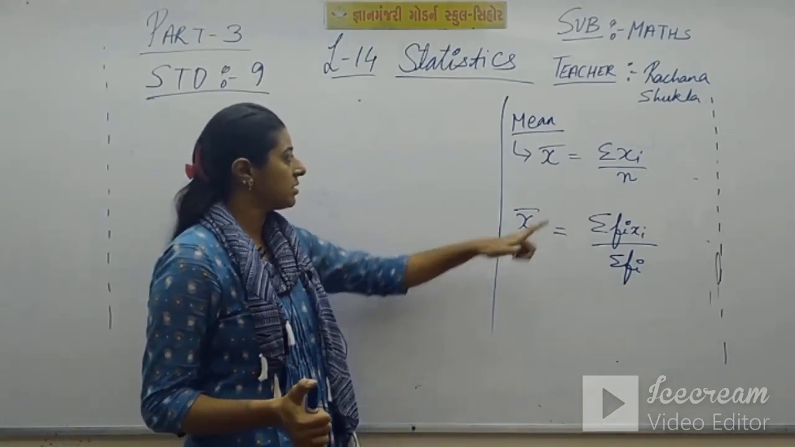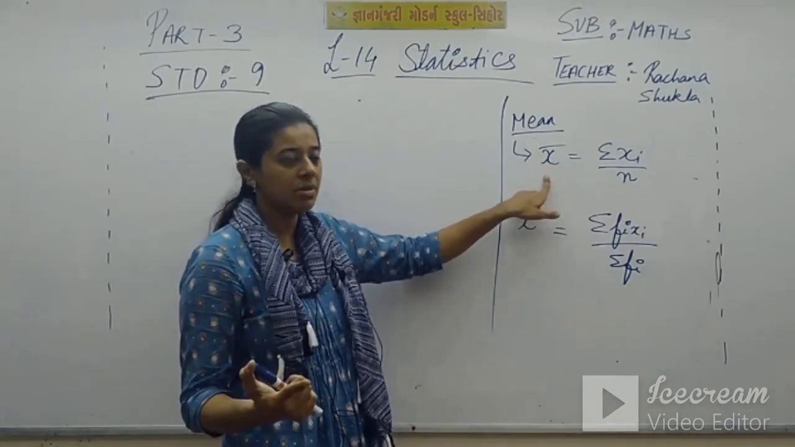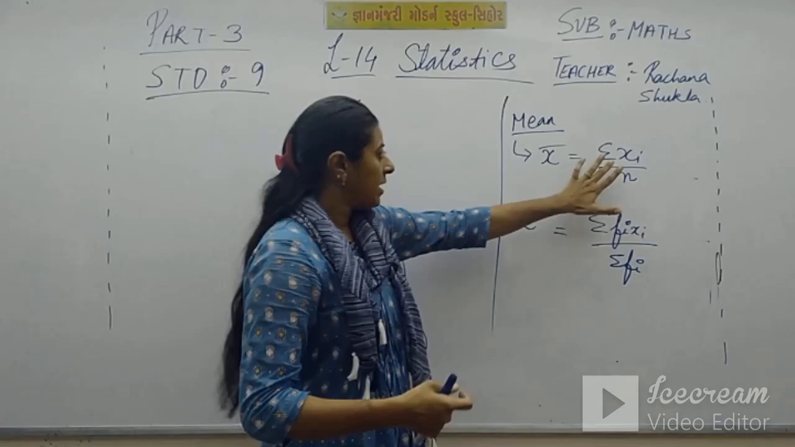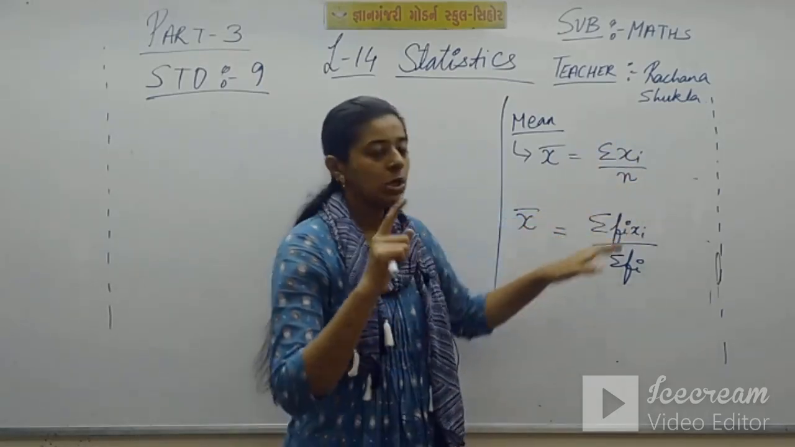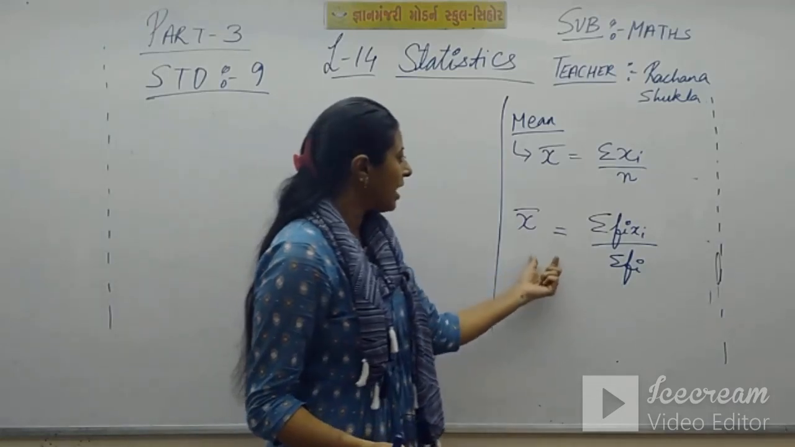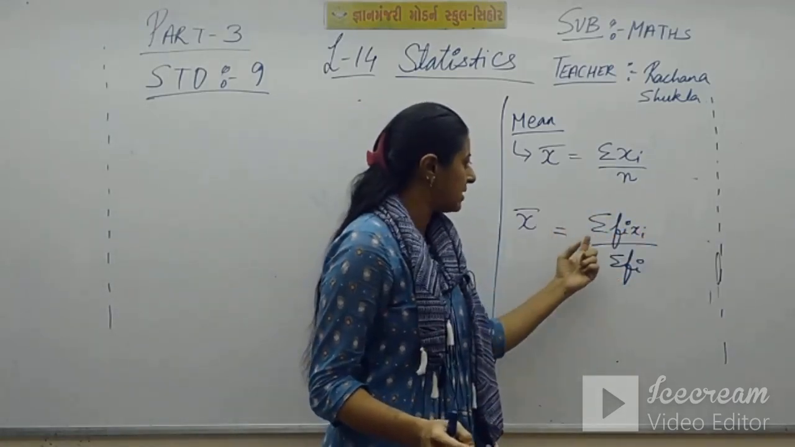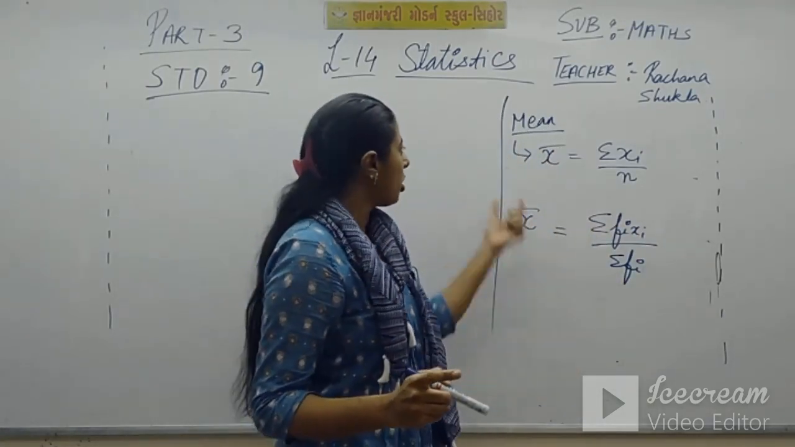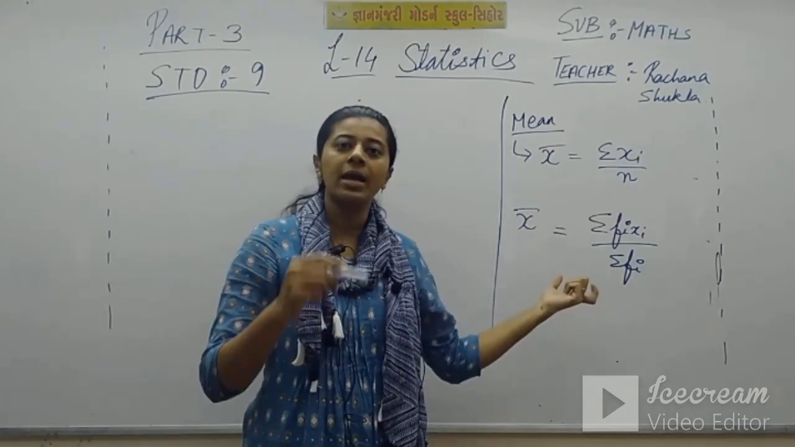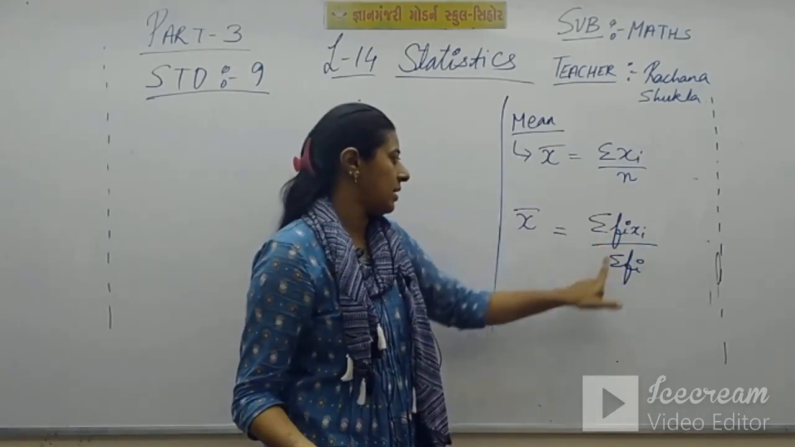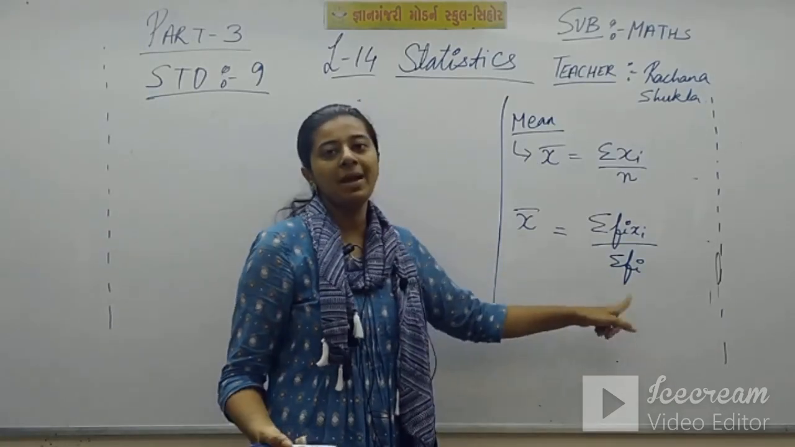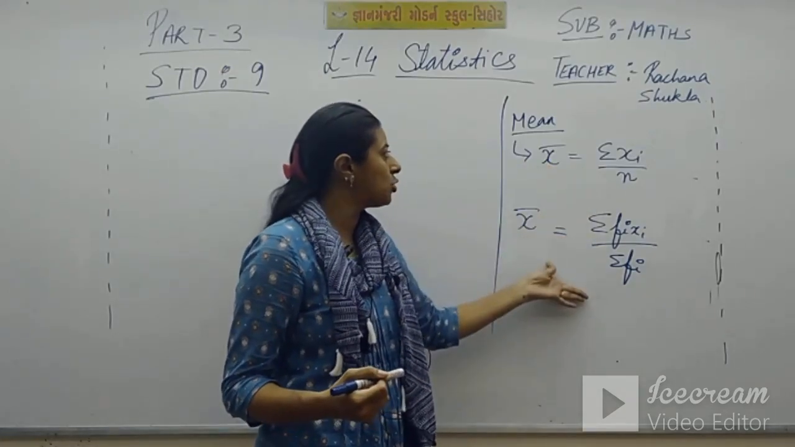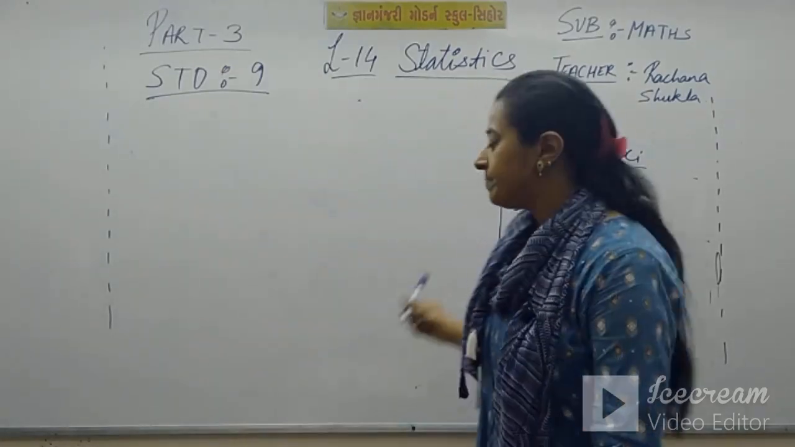We will have a quick revision about x bar. This x bar means mean. Sigma means total, or summation. Xi means the data and n means total number of observations. Now comes sigma fi xi. Sigma fi xi means multiply the column of xi and fi, and then the total of that fi xi upon sigma fi. Sigma fi means the total of the frequency column. So these were the two methods of finding out the mean.